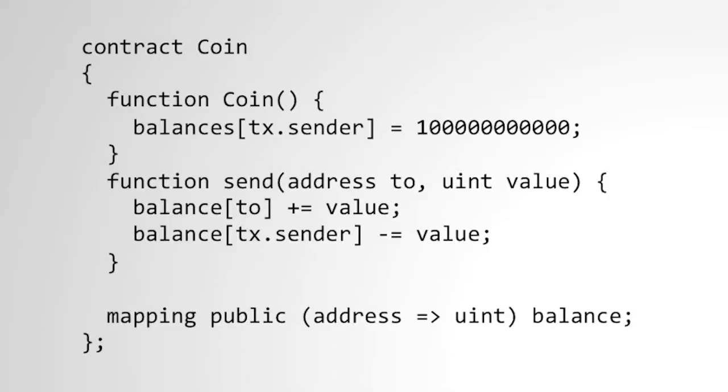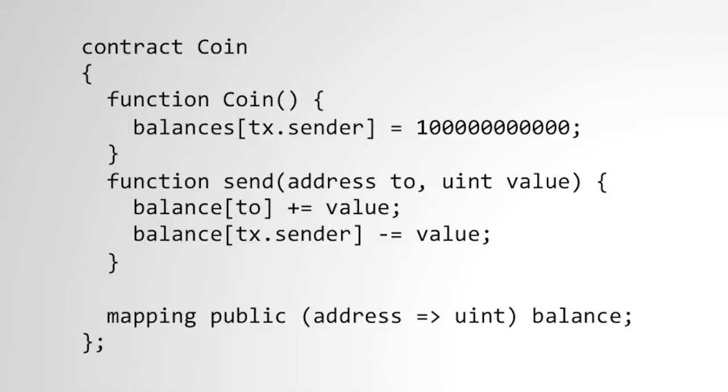Here's an example of a really simple contract. This is a coin, right? It's a coin contract. Or you might also call it a currency. You might call it a check clearing system, whatever. The idea is that the contract is an autonomous object. It sits on the blockchain, and people can interact with it.